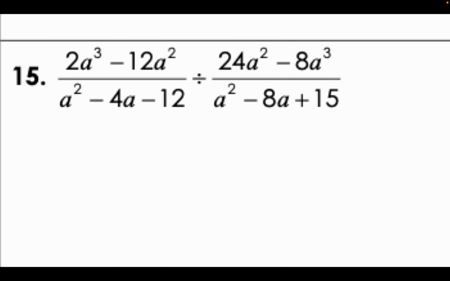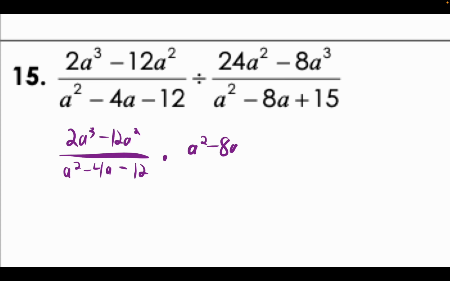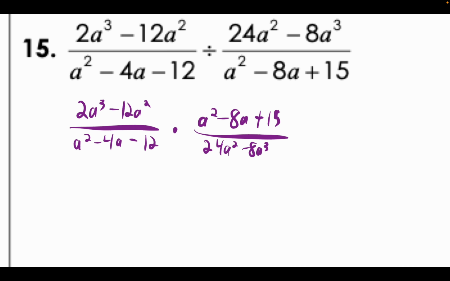Number 15 here, again, we'll just start by flipping that second fraction and turning it into multiplication. And if you wanted to, instead of writing the unfactored version here like I am in the purple, you could write the factored version of everything. So as I flip the second fraction, a squared minus 8a plus 15 is on the top, and 24a squared minus 8a cubed is on the bottom. And so now I'm going to look to factor here, so here's your heads up.